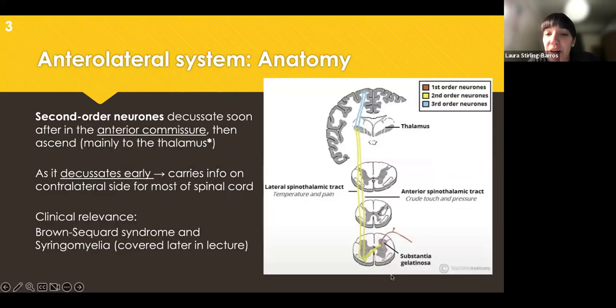Okay, so we said the first order neurons synapse onto the dorsal horn. And then an important thing that is different to the dorsal columns is that these second order neurons in the anterolateral systems immediately decussate, so they cross over to the other side through the anterior commissure.